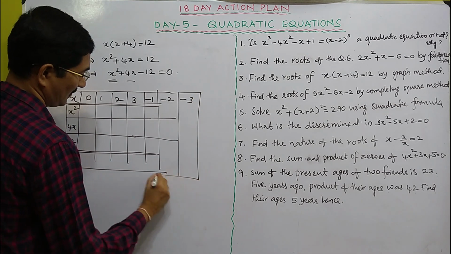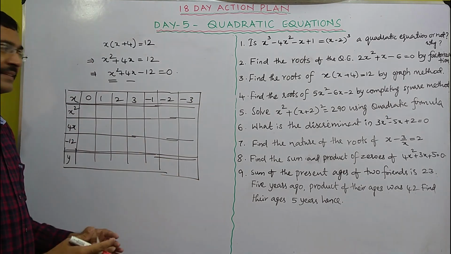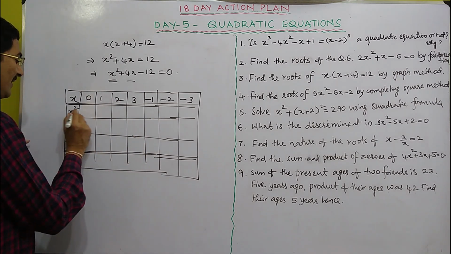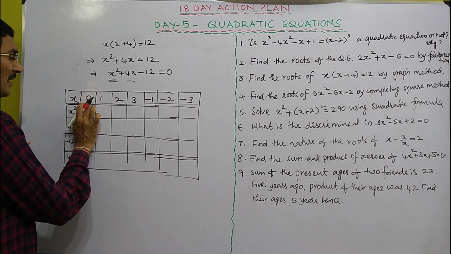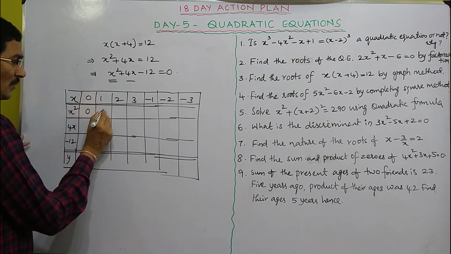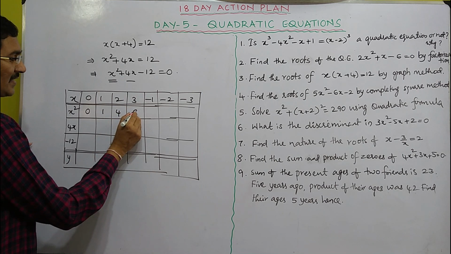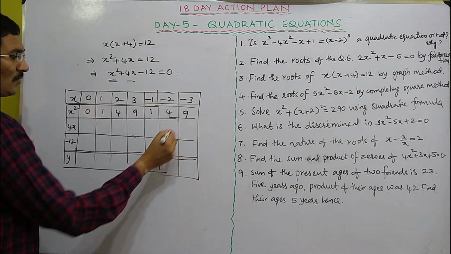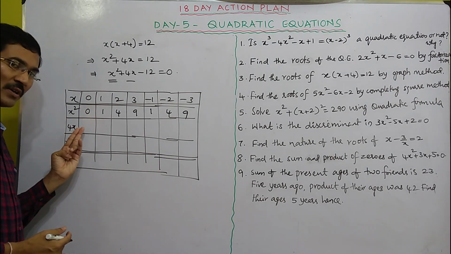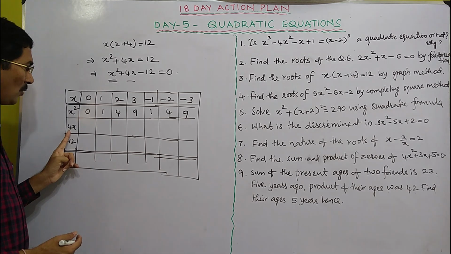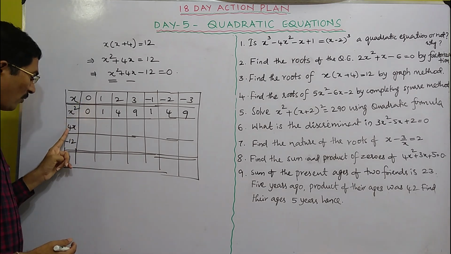So let us see. Now we go on calculating these values in order to fill up the table. So x square means whatever the value of x is, that should be squared and written here. So 0 squared is 0, 1 squared is 1, 2 squared is 4, 3 squared is 9, minus 1 squared is also 1, 4, 9. Very simple. Now what about 4x? That means x should be multiplied by 4. So whatever the value of x is, that must be multiplied by 4 and written here.